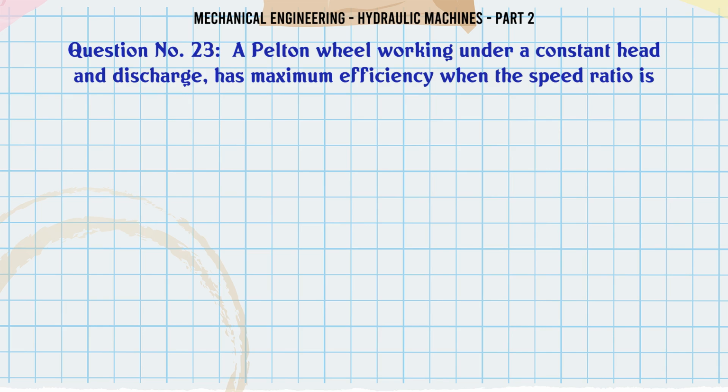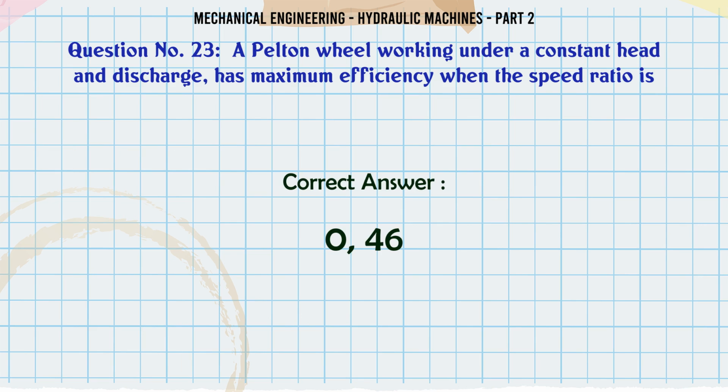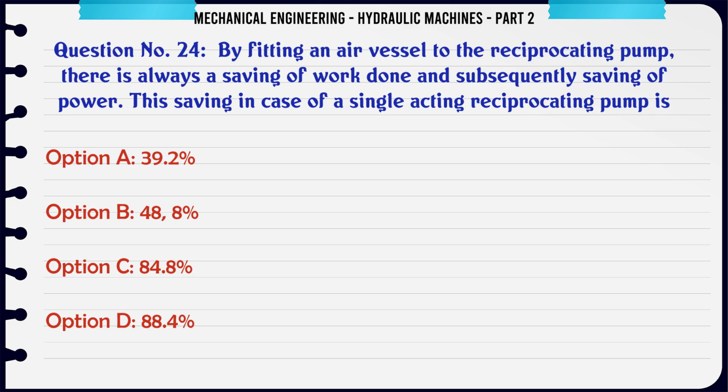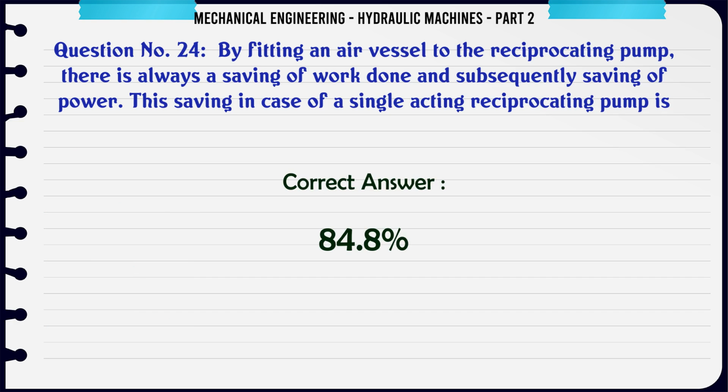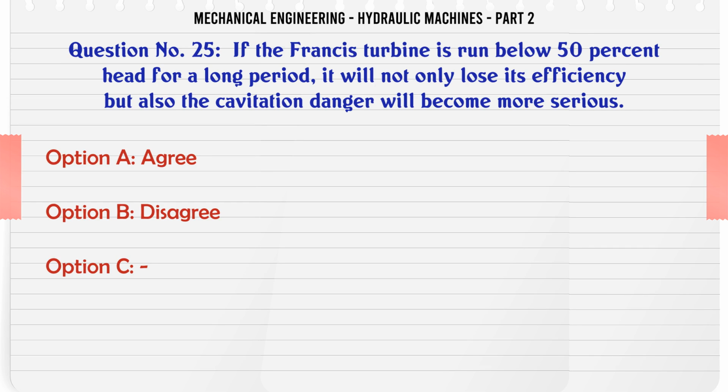A Pelton wheel working under a constant head and discharge has maximum efficiency when the speed ratio is A. 0.26, B. 0.36, C. 0.46, D. 0.56. The correct answer is 0.46. By fitting an air vessel to the reciprocating pump, there is always a saving of work done and subsequently saving of power. This saving in case of a single acting reciprocating pump is A. 39.2, B. 48.8, C. 84.8, D. 88.4. The correct answer is 84.8.